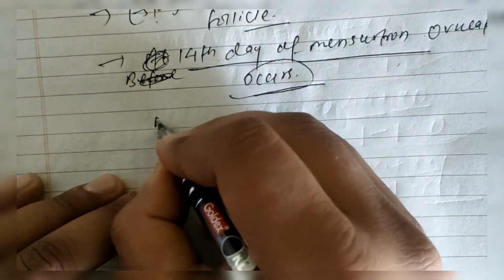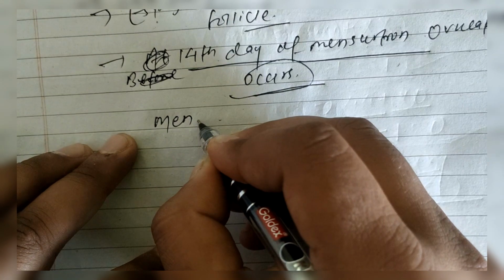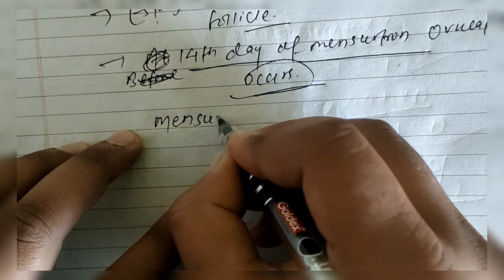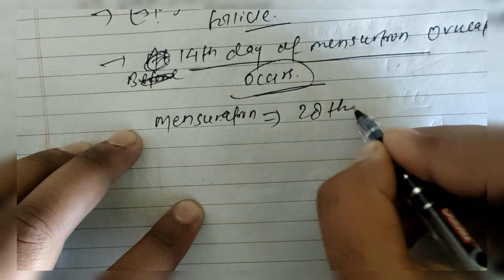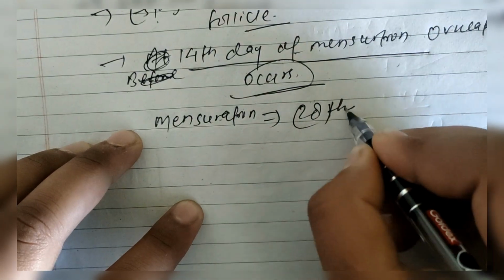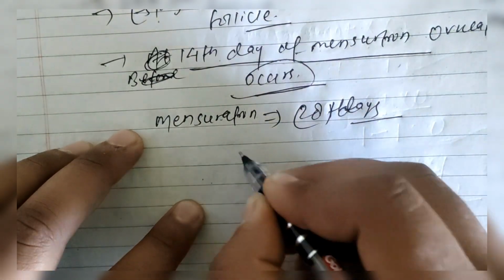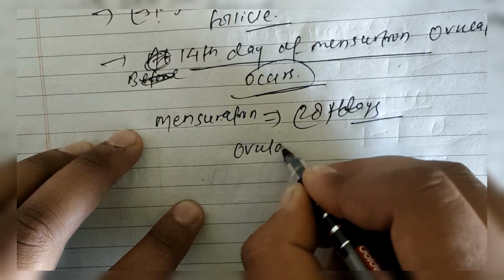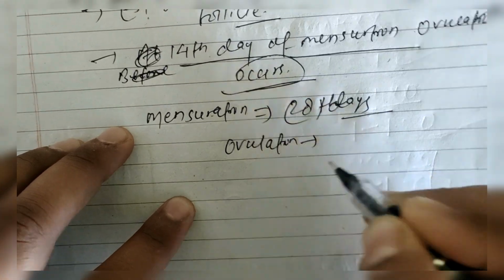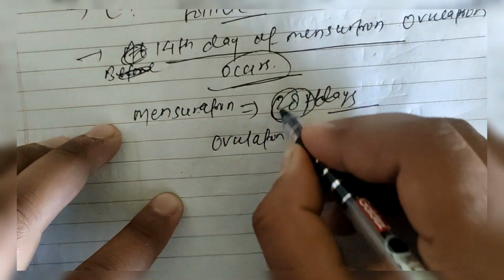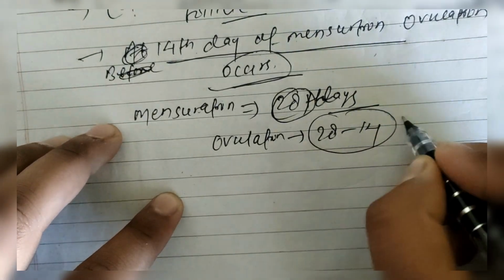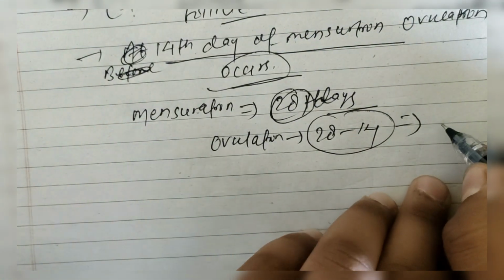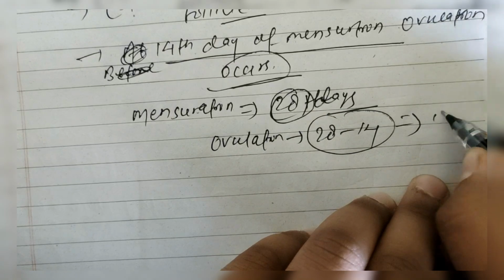Menstruation cycle period may vary from woman to woman. If the menstruation cycle is a 28 days cycle, then ovulation occurs at which day? You have to subtract 14 from the 28 to get the day of ovulation, that is 14th day.